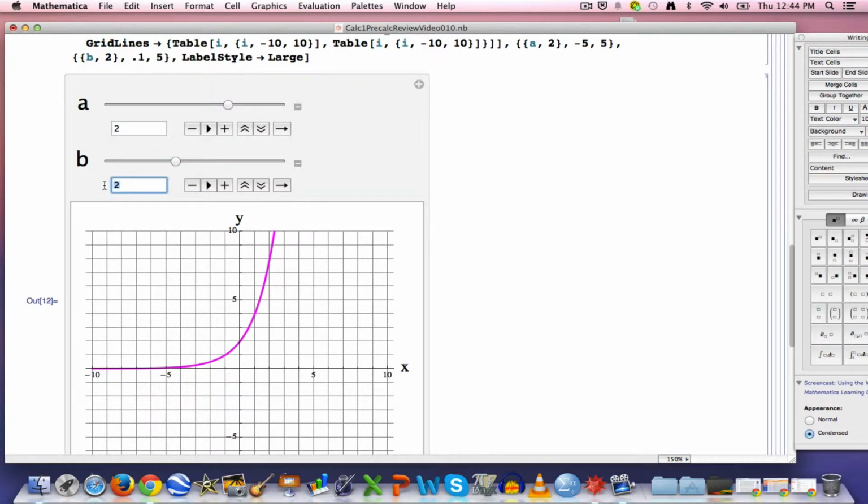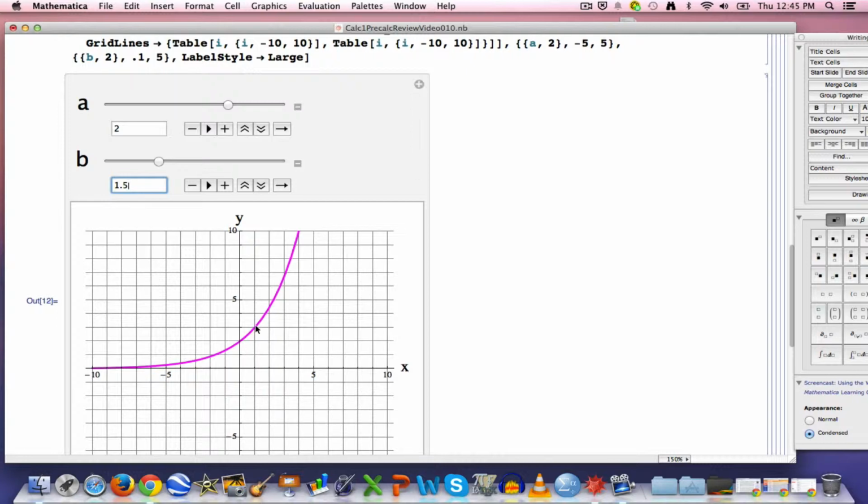For example, if b is 1.5, that represents 50% growth for each unit increase in x. Each time x increases by 1, the y value, the output, increases by 50%. For example, when x is 0, y is 2. If I increase x by 1 unit to 1, y goes up by 50%. 50% of 2 is 1. 2 plus 1 is 3.